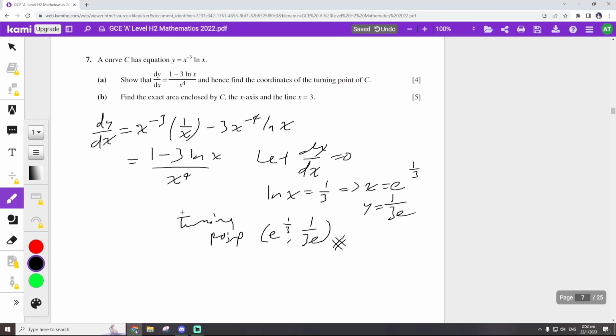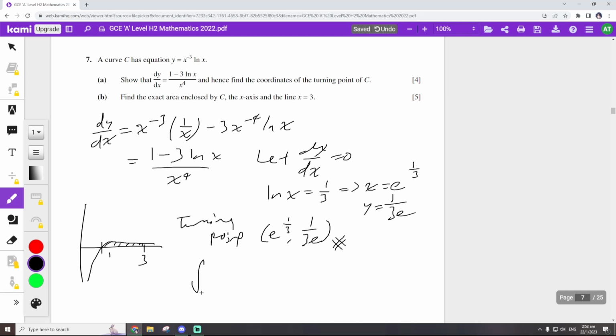For this, you may want to do a very quick sketch of the curve, but very quick because the sketch is not worth any marks because the question did not ask for a sketch. But essentially what the graph will look like is something like this. Okay, so this is 1, and you want to find the exact area enclosed by C and 3, so it's this region here.